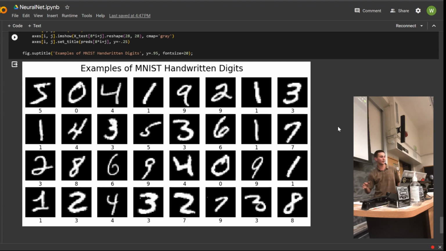I would give our neural network some slack there. That's kind of like a curly 2. I might mistake that as a 3. Over here, that's actually a 7, but yeah, that's not bad. We got most of the images right. So yeah, that's all. That's the neural network.